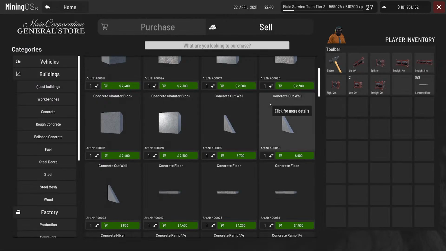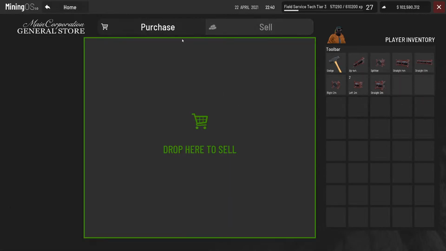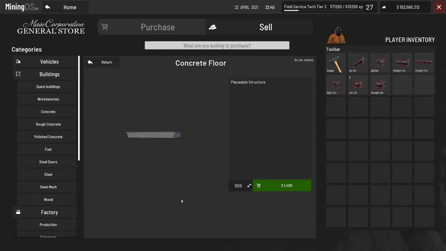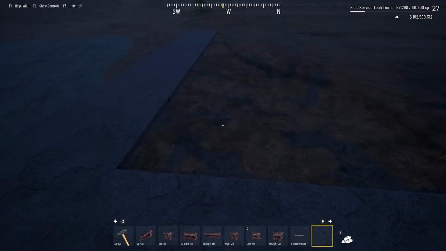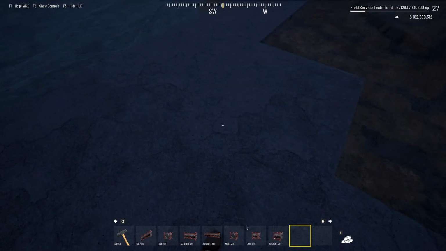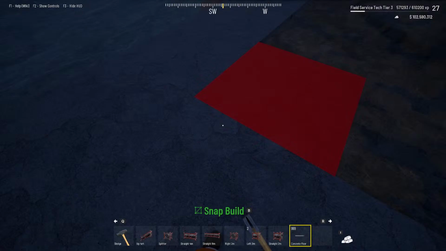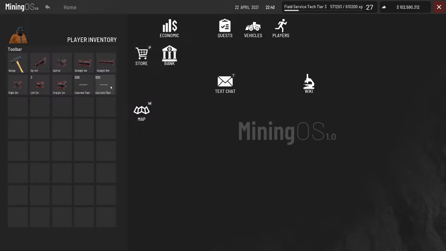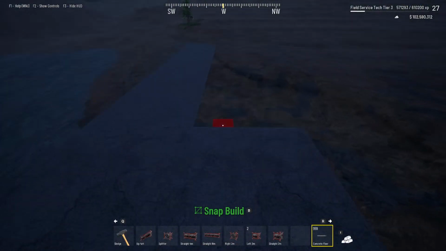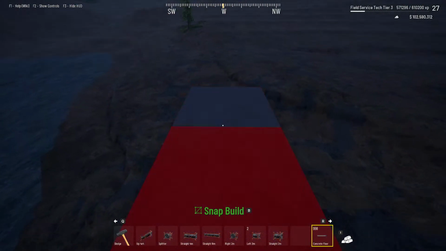Jump back in here to the store. I'm going to sell all of these. I'm going to purchase concrete floors, and I think that those are the right ones. Yes, okay. Store, concrete floors. That here where it's supposed to be, and run out here for a minute.